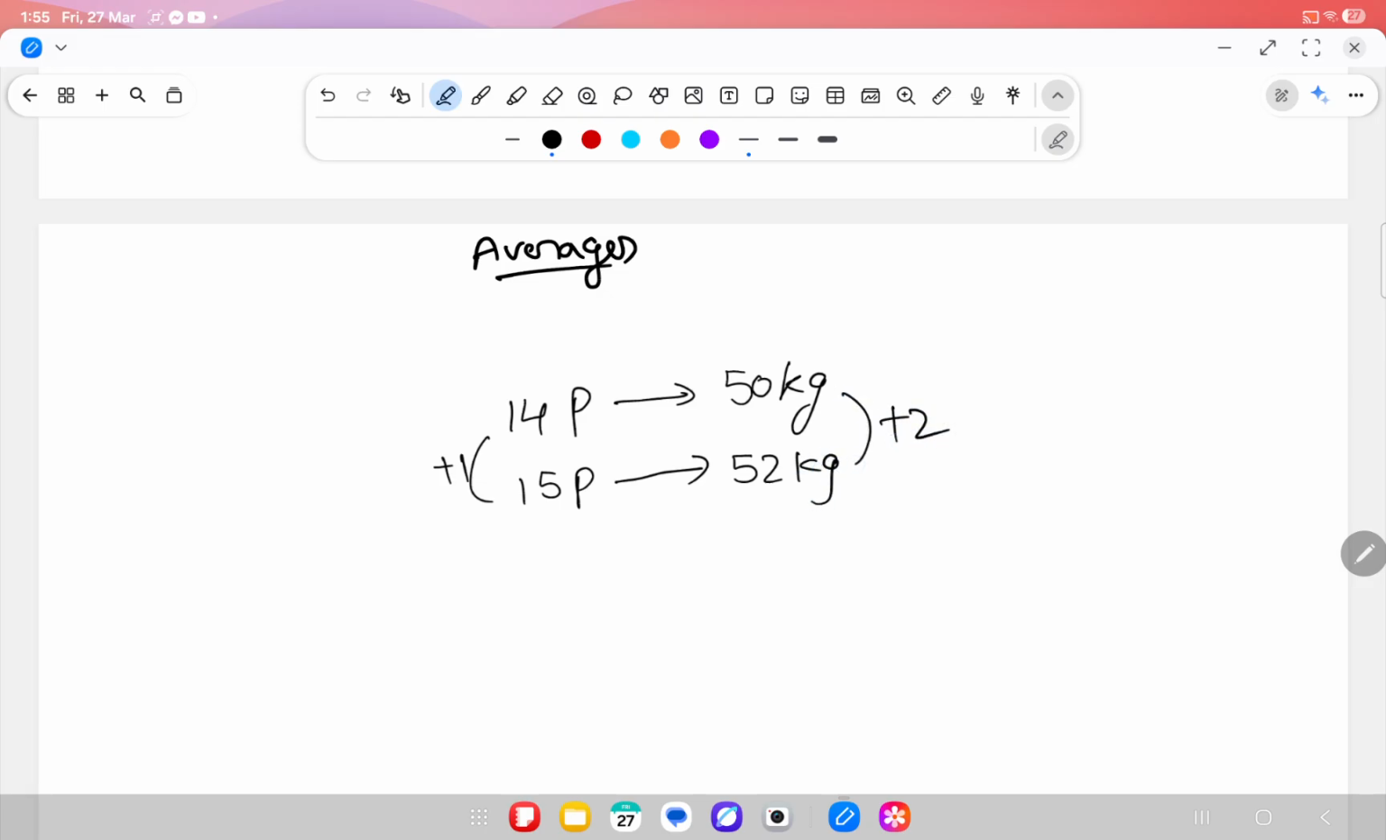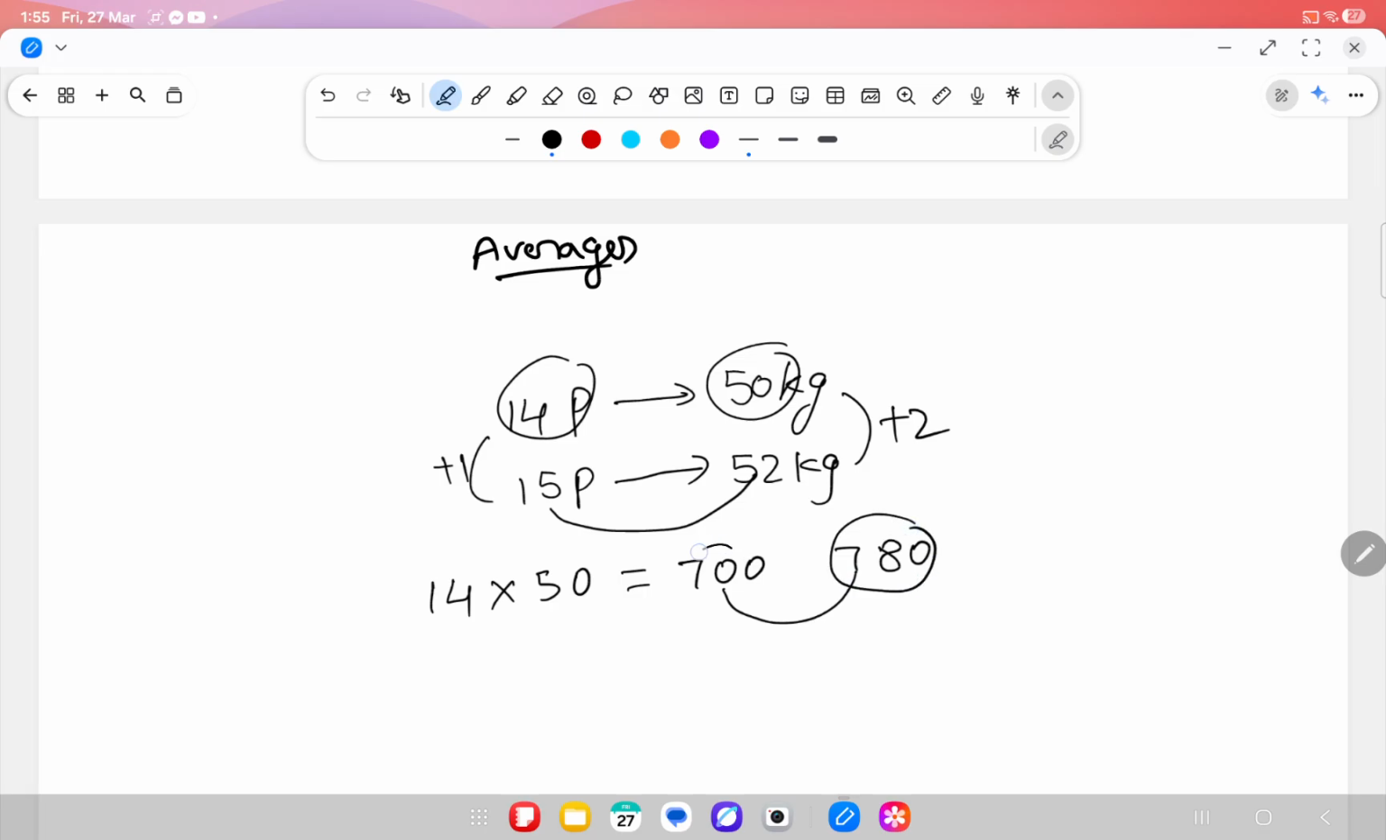Then what is the weight of the teacher? How to do this? See, the actual procedure is 14 into 50: number of people into average value gives the sum. That gives 700. Then 15 into 52 is 780. The difference: this is 15 people, this is 14 people. Who is added? One teacher added. The weight of the teacher is equal to 80 kgs.